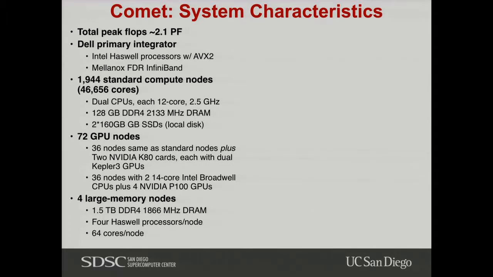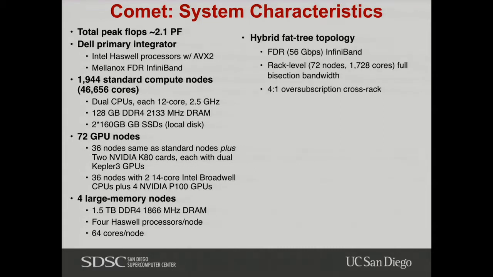36 of them came up with the initial deployment, with 2 NVIDIA K80 cards in each node with dual Kepler GPUs, so you get 4 GPUs per node. And we just put into production in July 36 new nodes with NVIDIA P100 GPUs, and we have 4 GPUs per node. In addition to that, we have a few large memory nodes. The topology is a hybrid fat tree. We have a 4:1 oversubscription cross-rack.